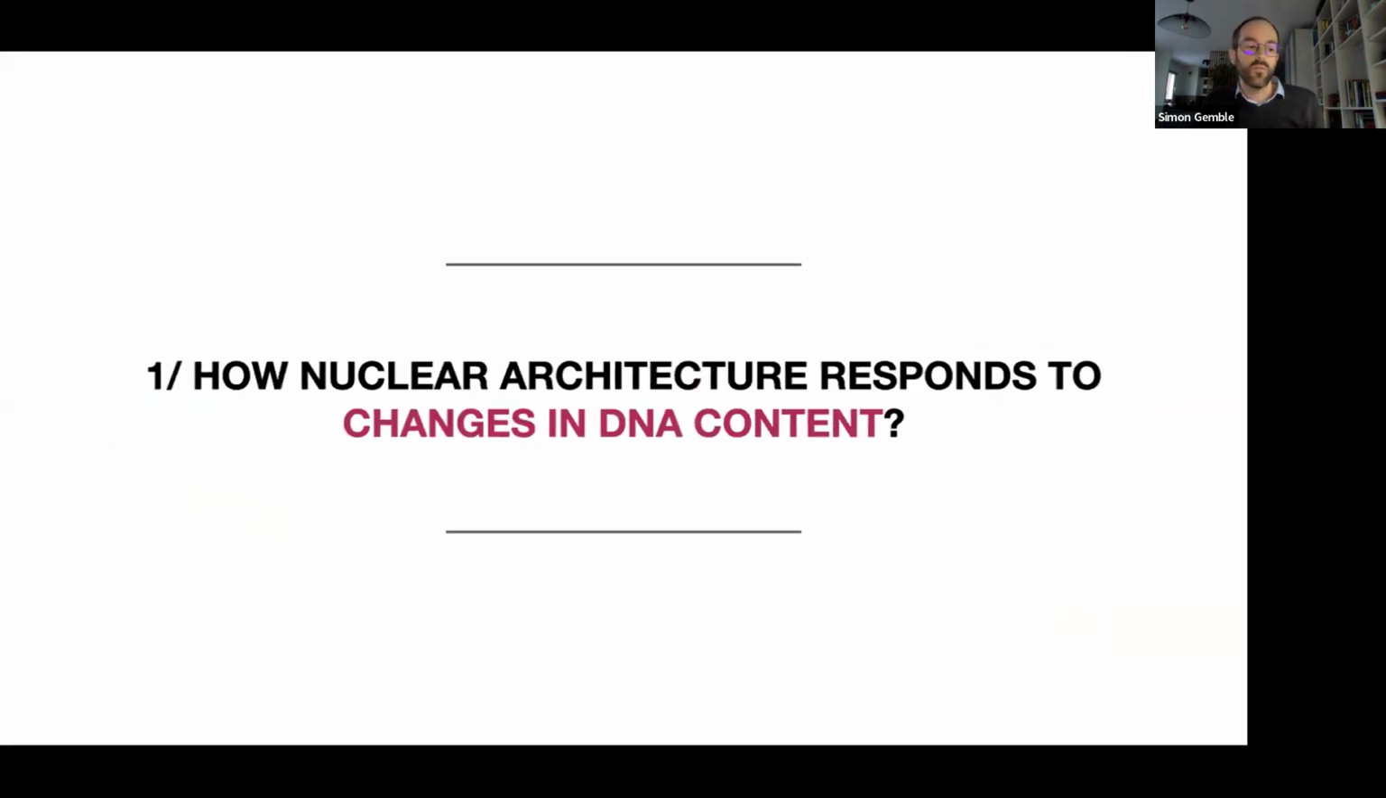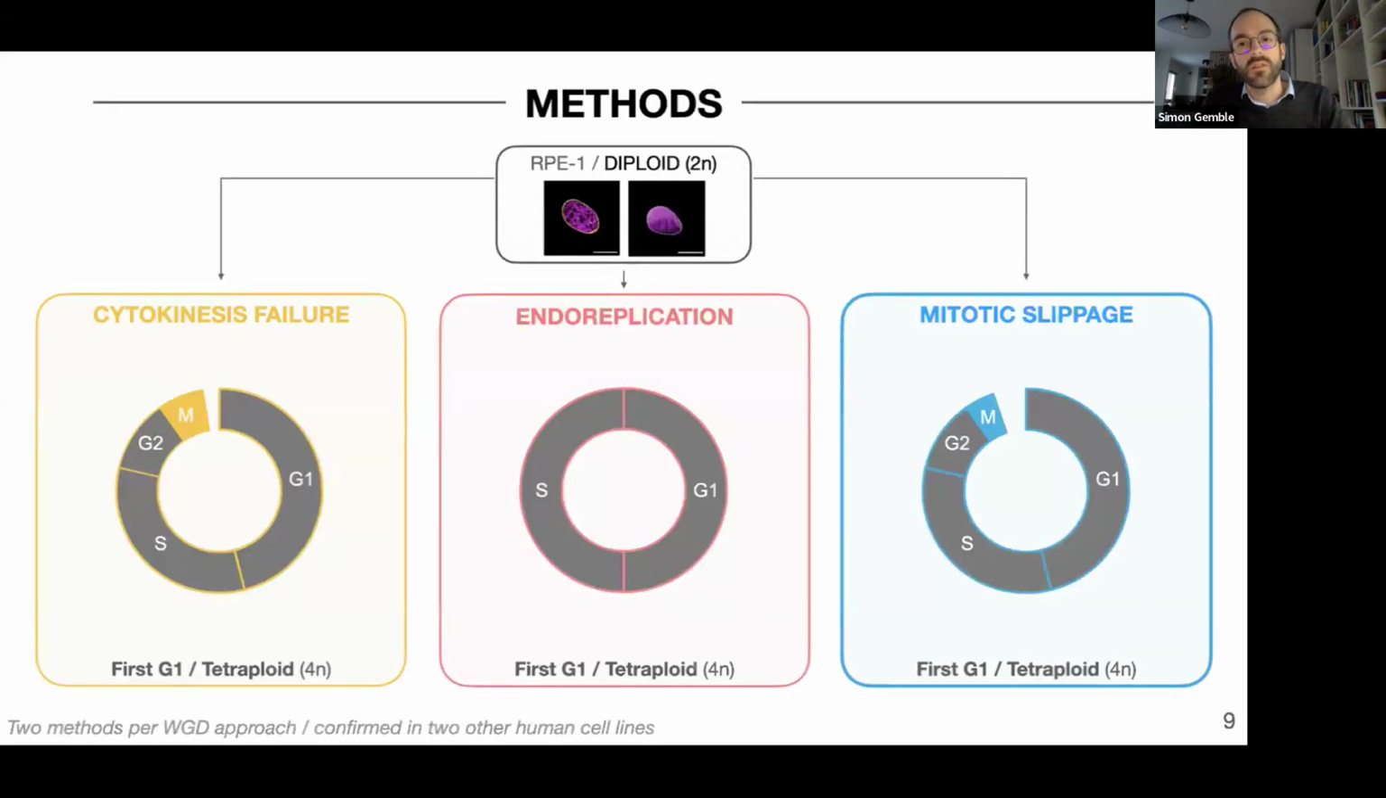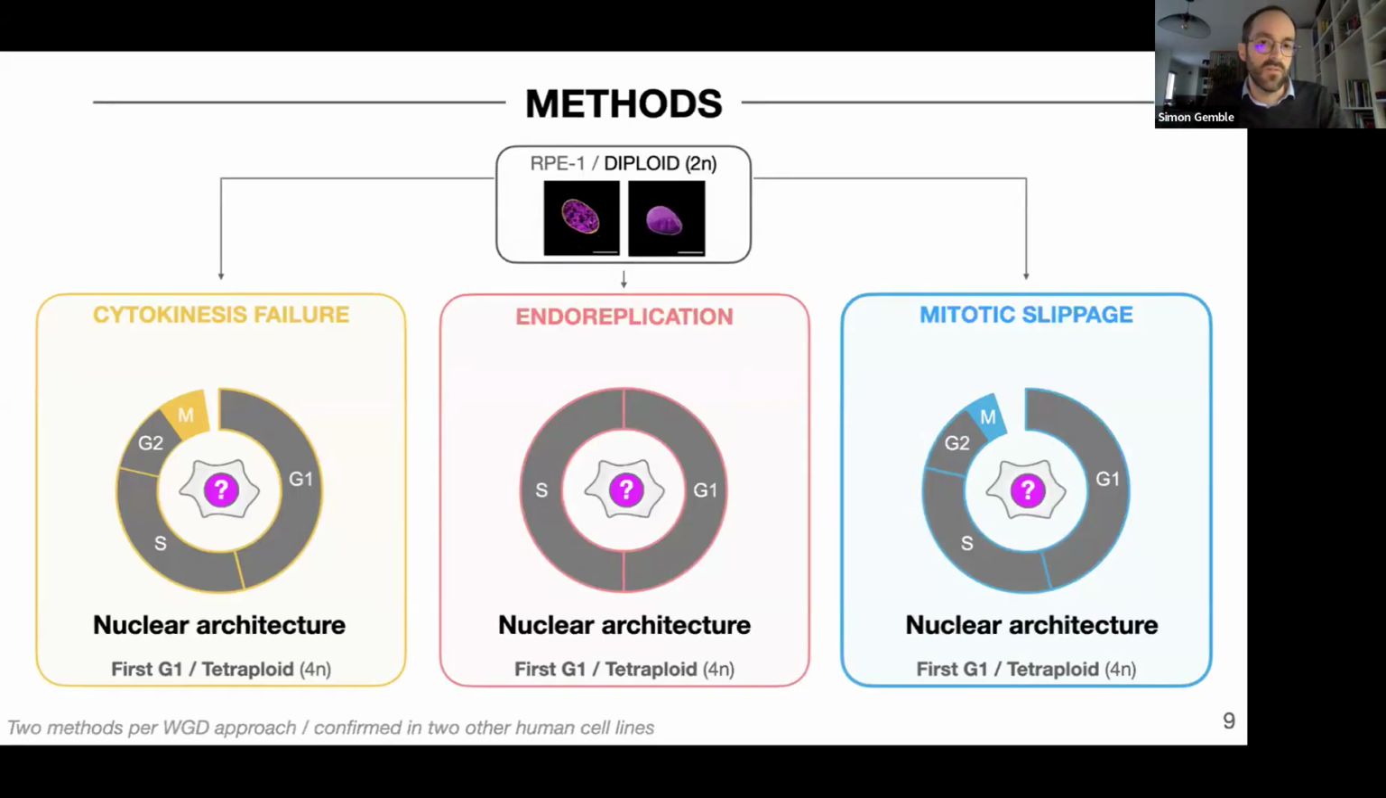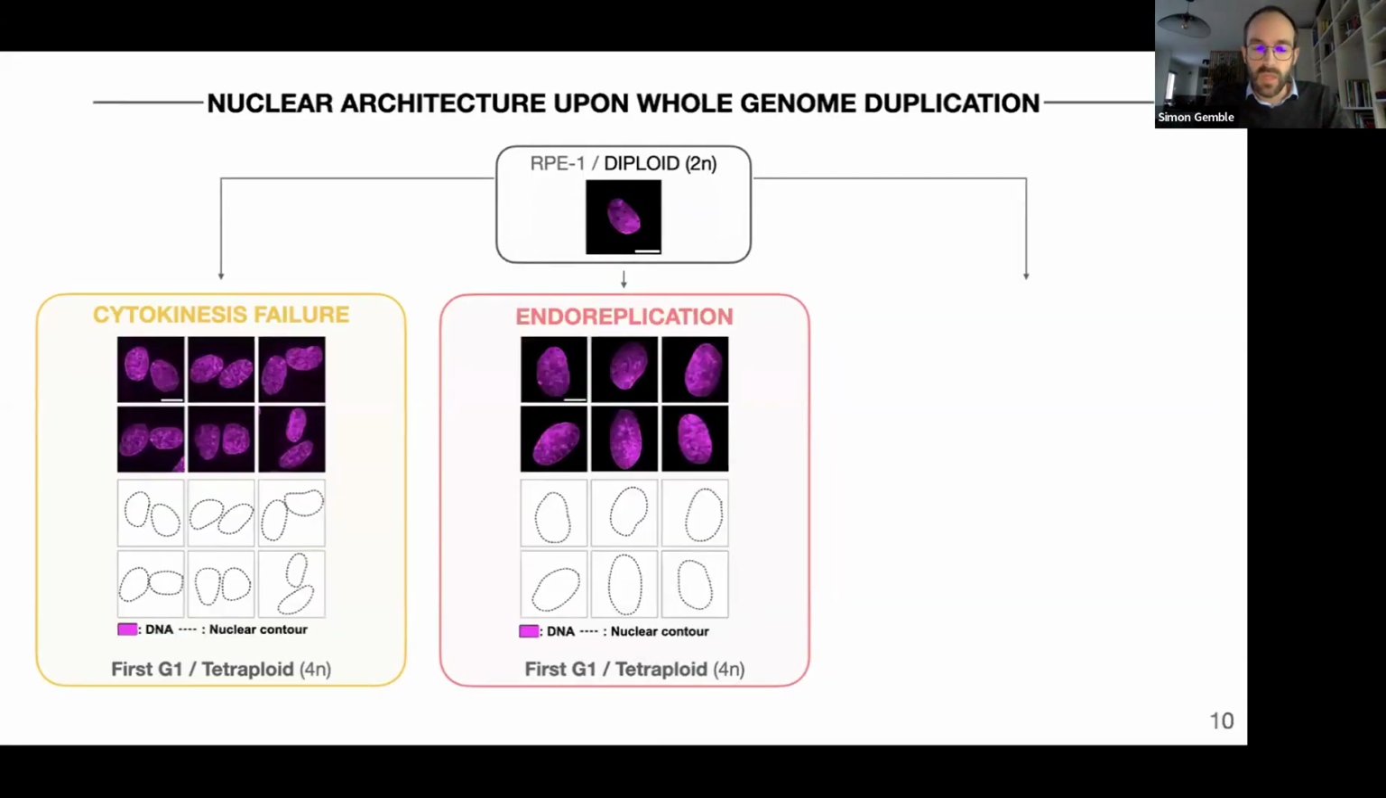And we first asked this question: how does nuclear architecture respond to changes in DNA content? And to do so, we use the same strategies as before. So human diploid cell lines in which we induce whole genome duplication. But this time, what we focused on was nuclear architecture in the first G1 following whole genome duplication. Okay, so here you have the images. After cytokinesis failure, we obtain binucleated cells as expected, while upon endoreplication, we obtain mononucleated cells.